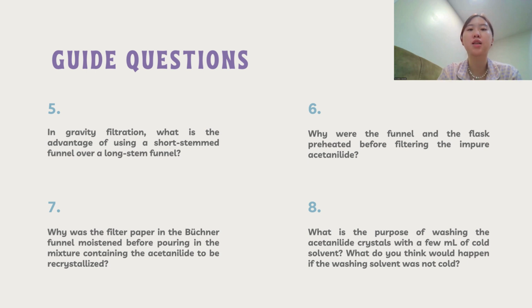As the hot solution passes through the filter funnel and filter paper, it cools down. If the filtration setup is not kept warm, the temperature drop can cause the compound being filtered to crystallize out prematurely. Seventh, why was the filter paper in the Buchner funnel moistened before pouring in the mixture containing the acetanilide to be crystallized? This is so that the filter paper adheres to the funnel and creates a seal that the crystals can't pass through.